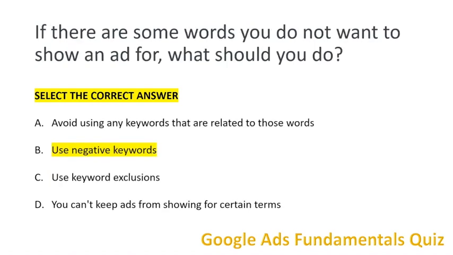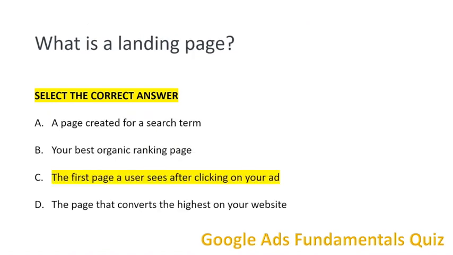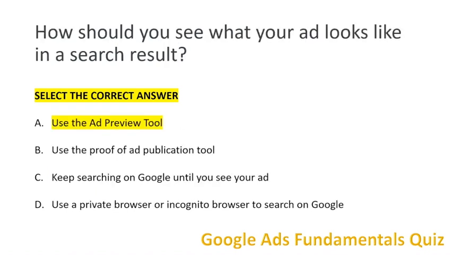If there are some words you do not want to show an ad for, what should you do? A. Use negative keywords. What tool should you use to research your keywords and ad groups? A. Keyword Planner tool. What is a landing page? A. The first page a user sees after clicking on your ad. How should you see what your ad looks like in a search result? A. Use the ad preview tool.